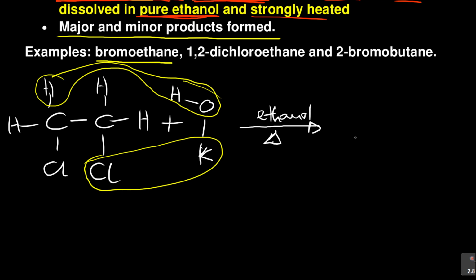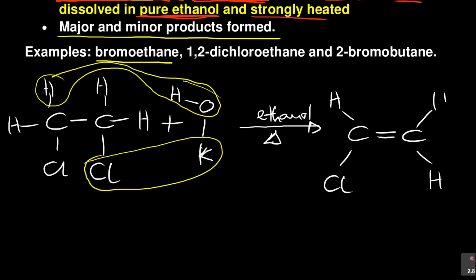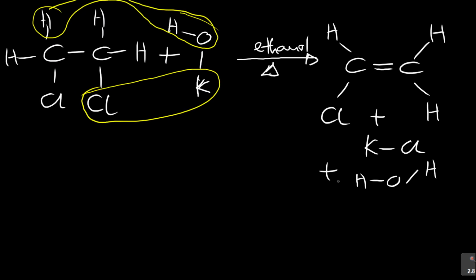You're going to have a C double bond C, and then it will have what? H. Here it will have what? Cl. Here it will have what? H. Here it will have what? H. Do you see what happens? I've taken the first one, plus potassium chloride, right? Plus water, HOH. Just wanted space there.